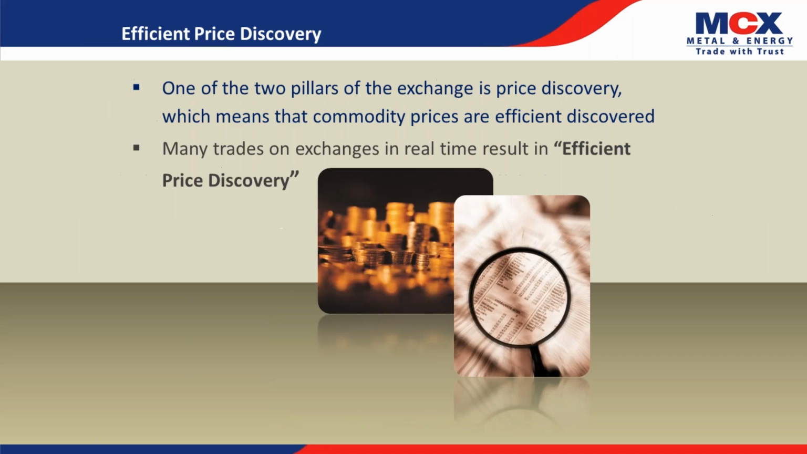So efficient price discovery is taking place. One of the two pillars of the exchange is price discovery, which means that commodity prices are efficiently discovered. Many trades on the exchange in real time result in efficient price discovery. And that is because everyone is looking at the prices at the same point in time. And if they find that there is an opportunity, then they would enter to buy, or if there's an opportunity to sell, then more people will enter the market and the price will find its own level. And hence the trade that takes place is at an efficient price.